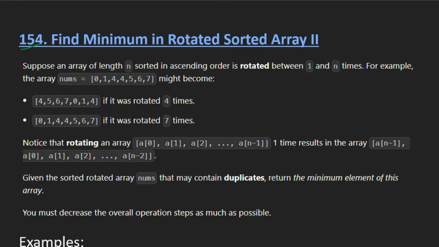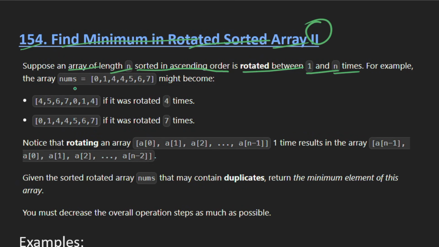Our today's LeetCode question is 154, which is Find Minimum in Rotated Sorted Array, and this is part 2, like part 1 we solved yesterday, right? In this question we are given an array of length n that is in sorted ascending order, and it can be rotated between 1 to n times.